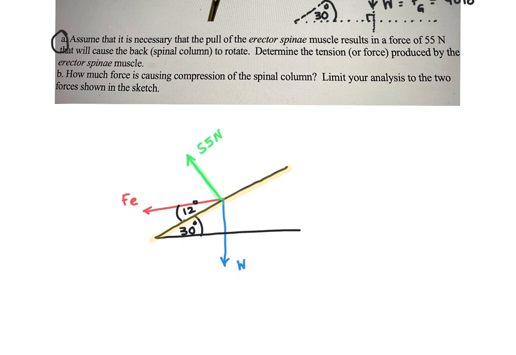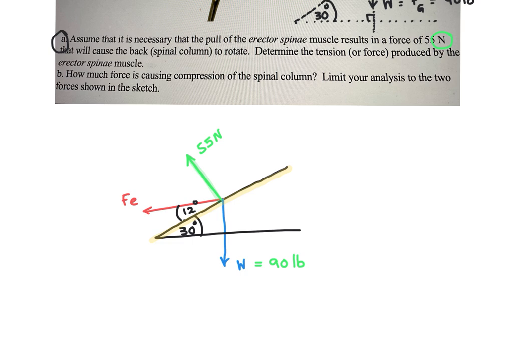Now watch out, one force is given in newtons and the other force, W over here, is given to us in pounds. So we will have to compare them and convert either of the two to one type of unit, Newtons to pounds or pounds to Newtons. Now the question asks us to determine the tension produced by the erector spinae muscle.